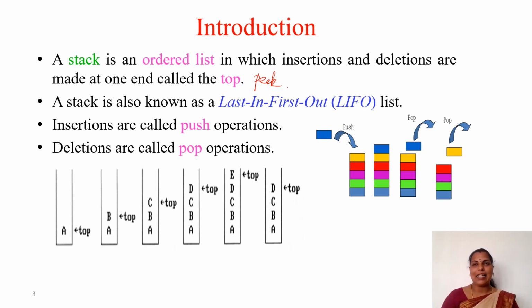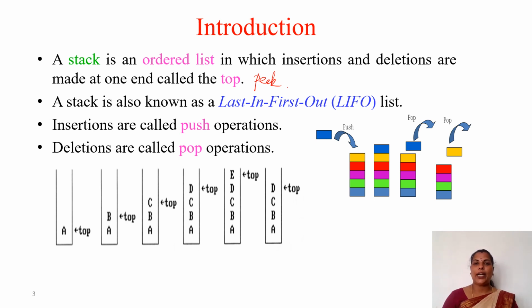Likewise, many examples are there. A pile of books, then a pile of coins, then the folded dresses. So the arrangement of books, many things, many examples are there. So we can see many real-world examples for this stack data structure.